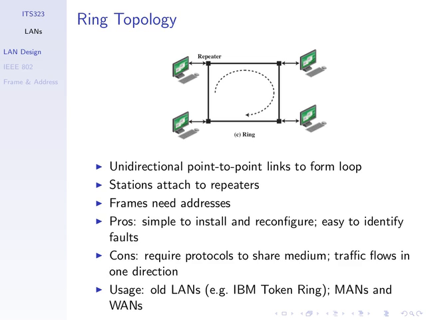So ring networks, similar to bus networks, need to share the medium. If 2 people transmit, they'll interfere with each other.